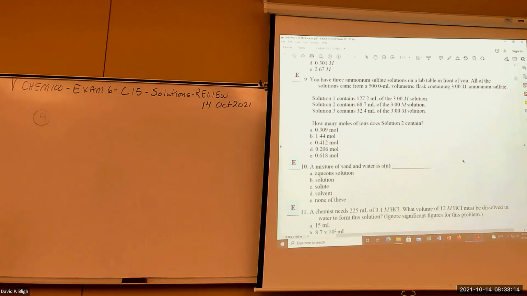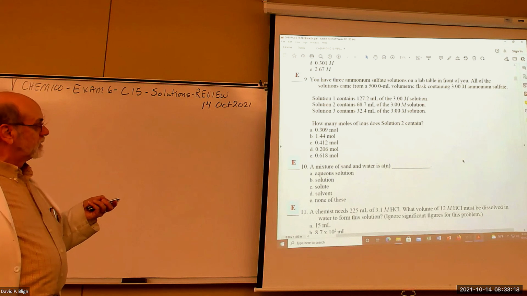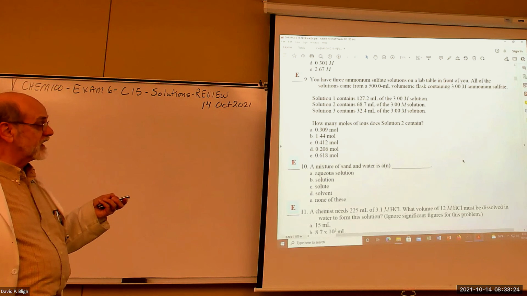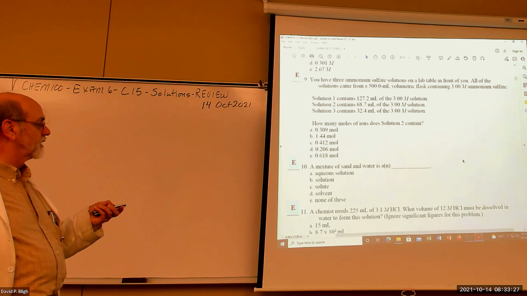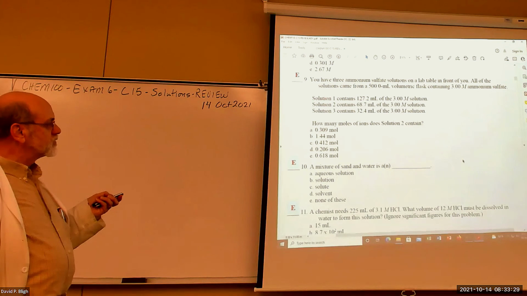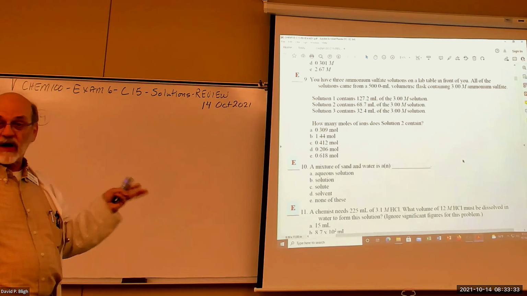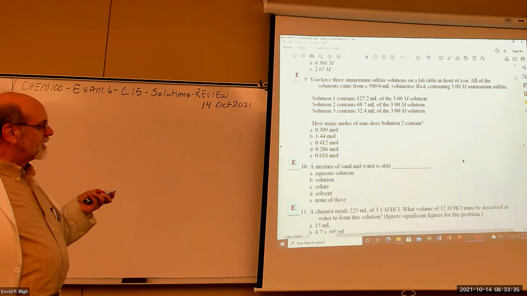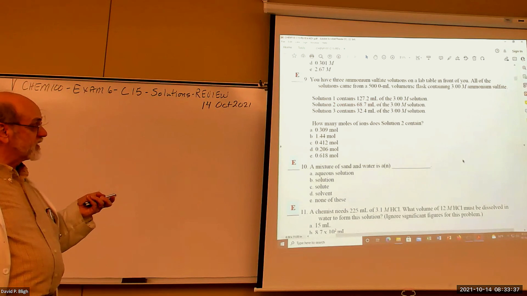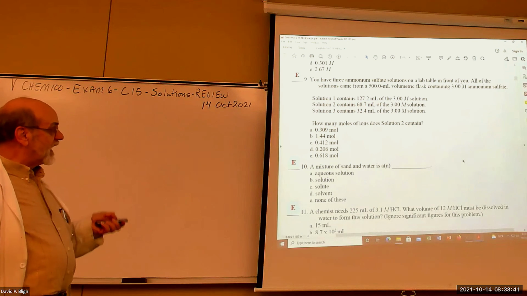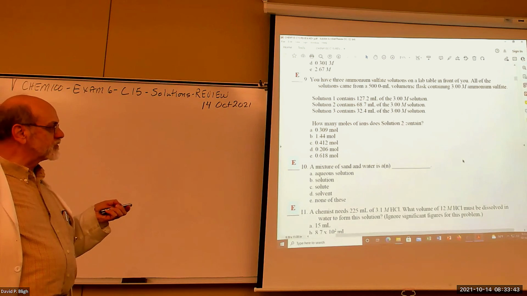You have 3 ammonium sulfate solutions on the table in front of you. All of the solutions are derived from a 500 milliliter volumetric flask containing 3 molar ammonium sulfate. Solution 1 is 127.2 milliliters. They're all the same concentration. Solution 2 is 68.7 milliliters, and solution 3 is 32.4 milliliters. All right, how many moles of ions does solution 2 contain?